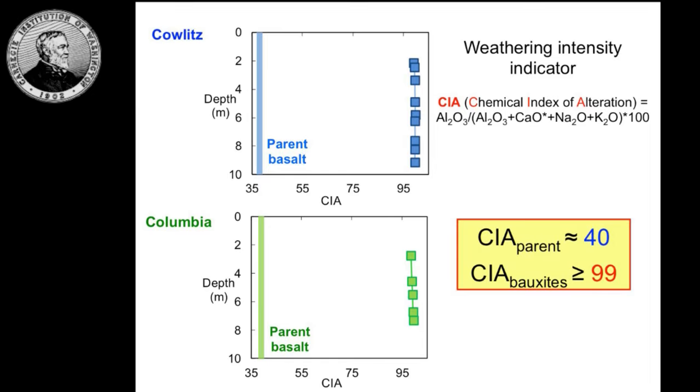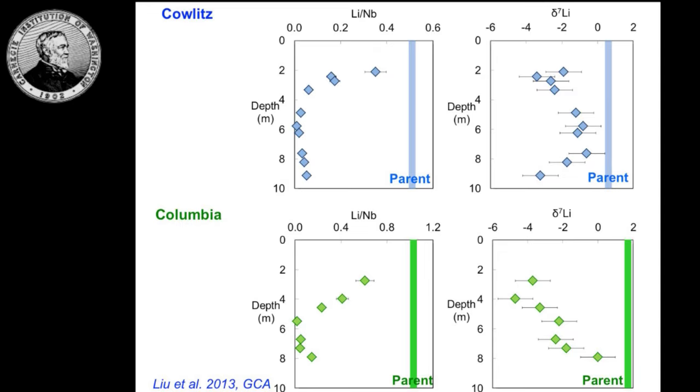So 99 is, we say, extreme weathering. But as I want to point out, we cannot distinguish all those samples in the bauxite because they all look the same, all extreme weathering. So we did this lithium study to look at how they behave during this extreme weathering, right?